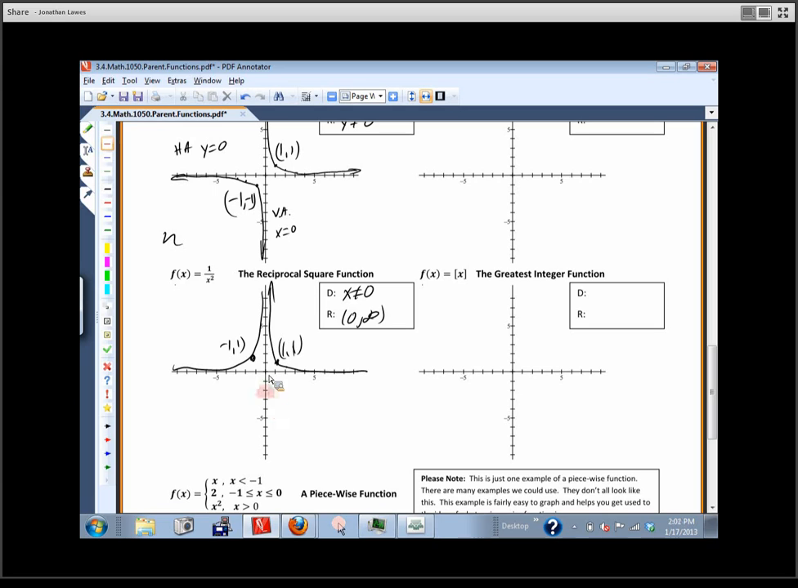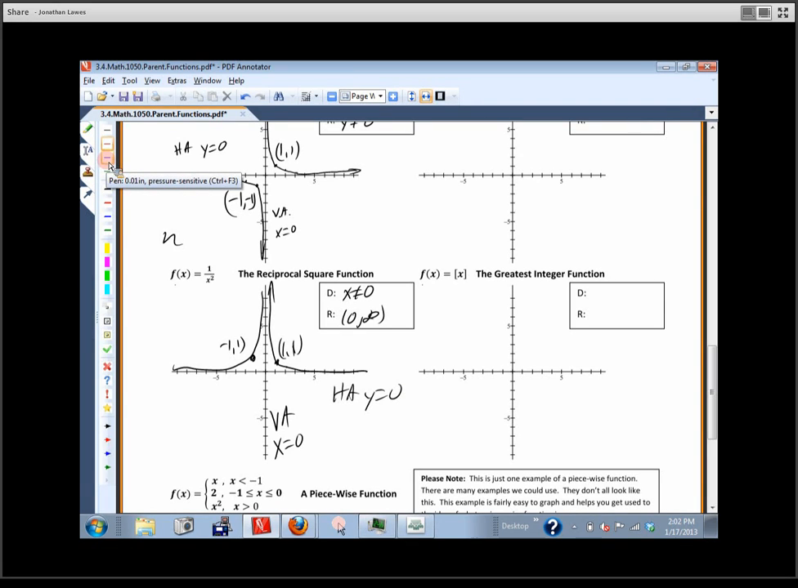Vertical at 0. Okay, we've got a vertical asymptote at x equals 0, and we've got a horizontal asymptote at y equals 0. It happens to be the same asymptote on both sides. Okay, everybody good with that? Okay, watch. Everybody done writing that down?